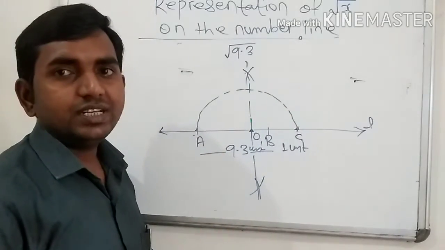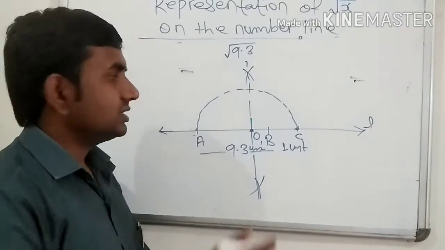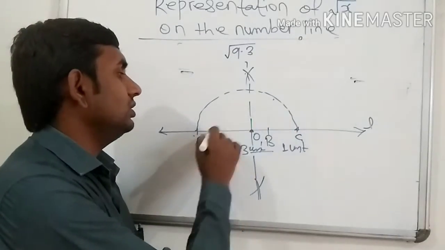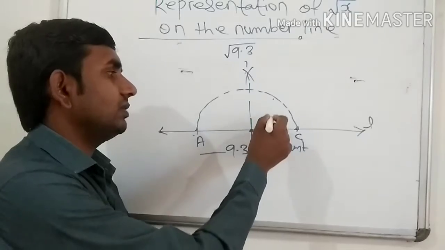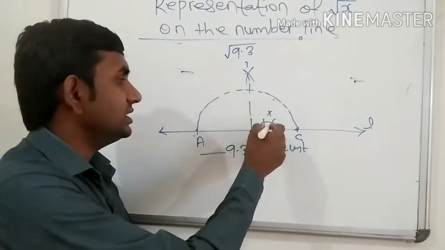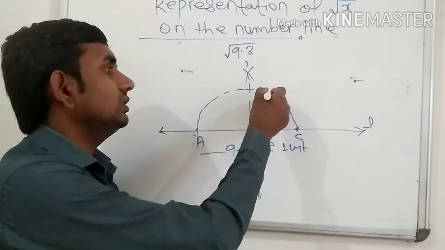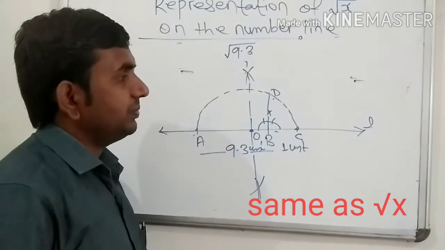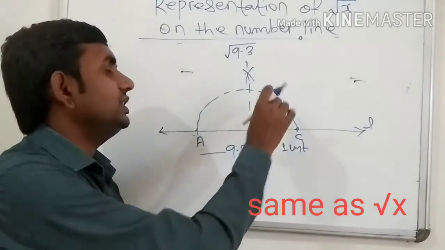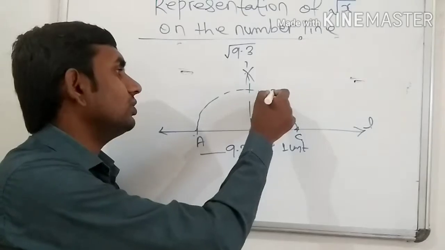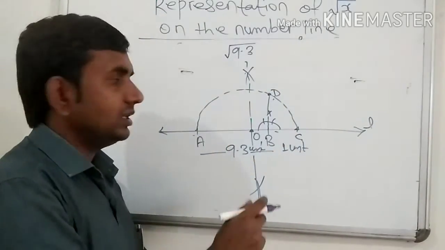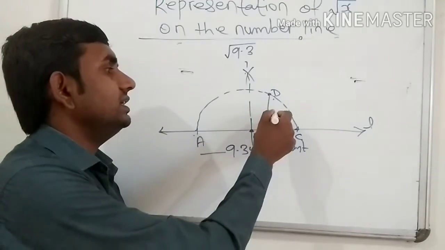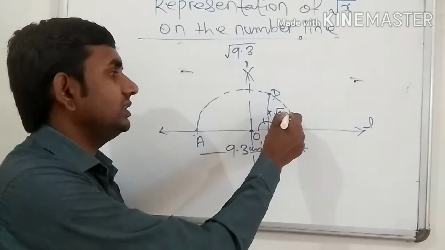Now in the next step, we have to construct a perpendicular BD on AC. So we also construct it using a compass. Then we apply this process, and we find that the perpendicular at B crosses this semicircle at the point D. Now BD is equal to under root 9.3.